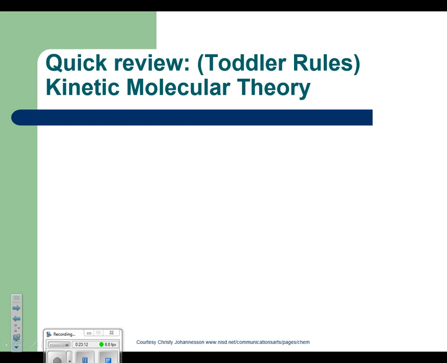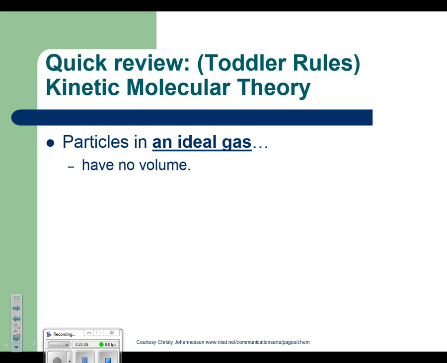Okay, so I call it the toddler rules. And this is what you need to write down. There are 5 toddler rules because toddlers are considered anybody under 5, right? Okay, so they are particles in an ideal gas. That's what it's about, is an ideal gas. Number 1, they have no volume. Toddlers are considered small and can sit on your lap, don't have to pay for a chair.